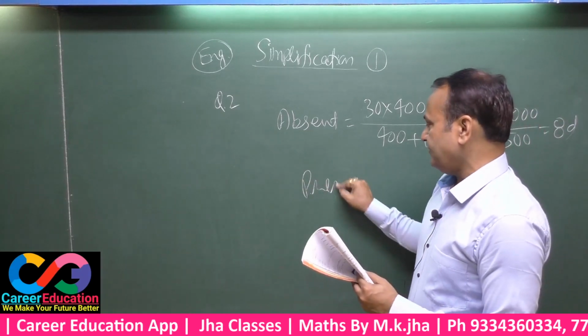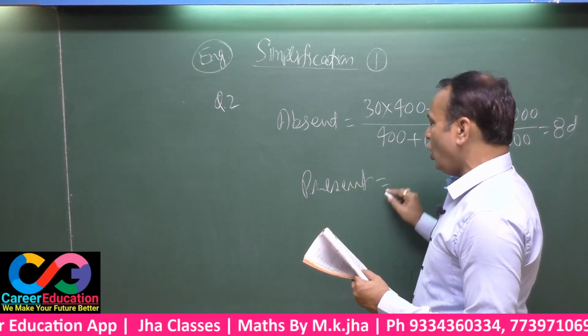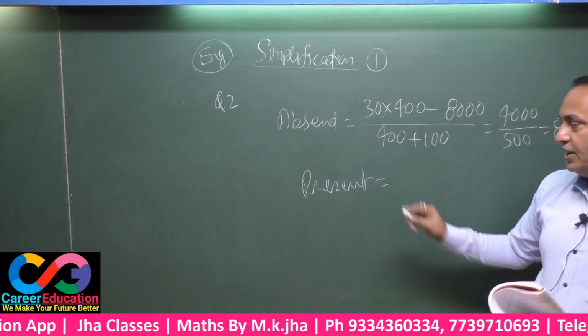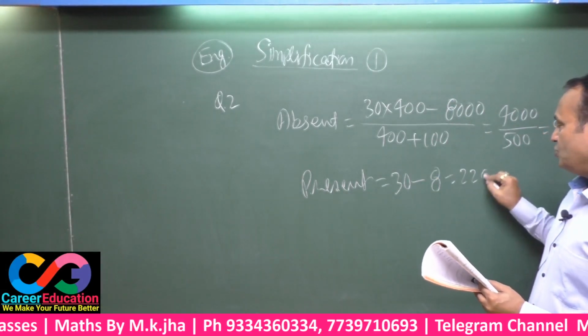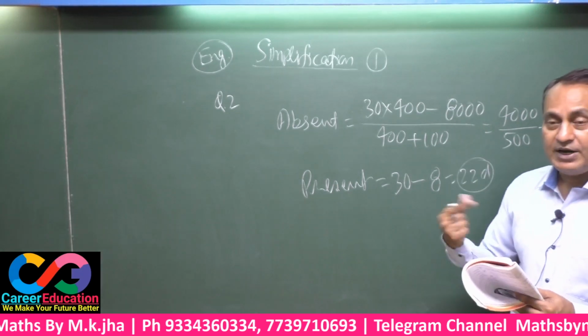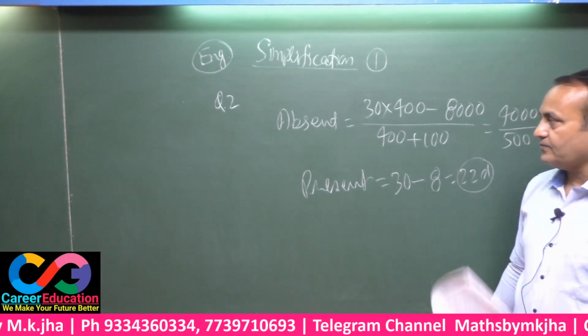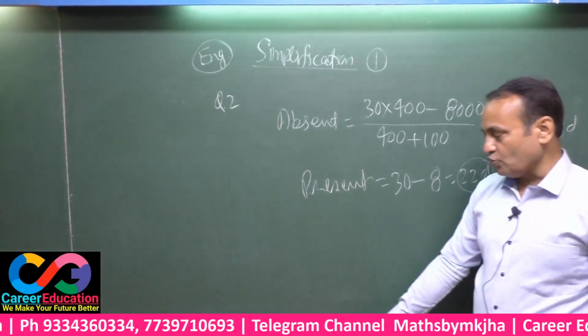But the question has asked how many days he remained present. That means out of 30 he remained 8 days absent, so your answer must be 20 days present. Note down, this is the solution of question number 2.